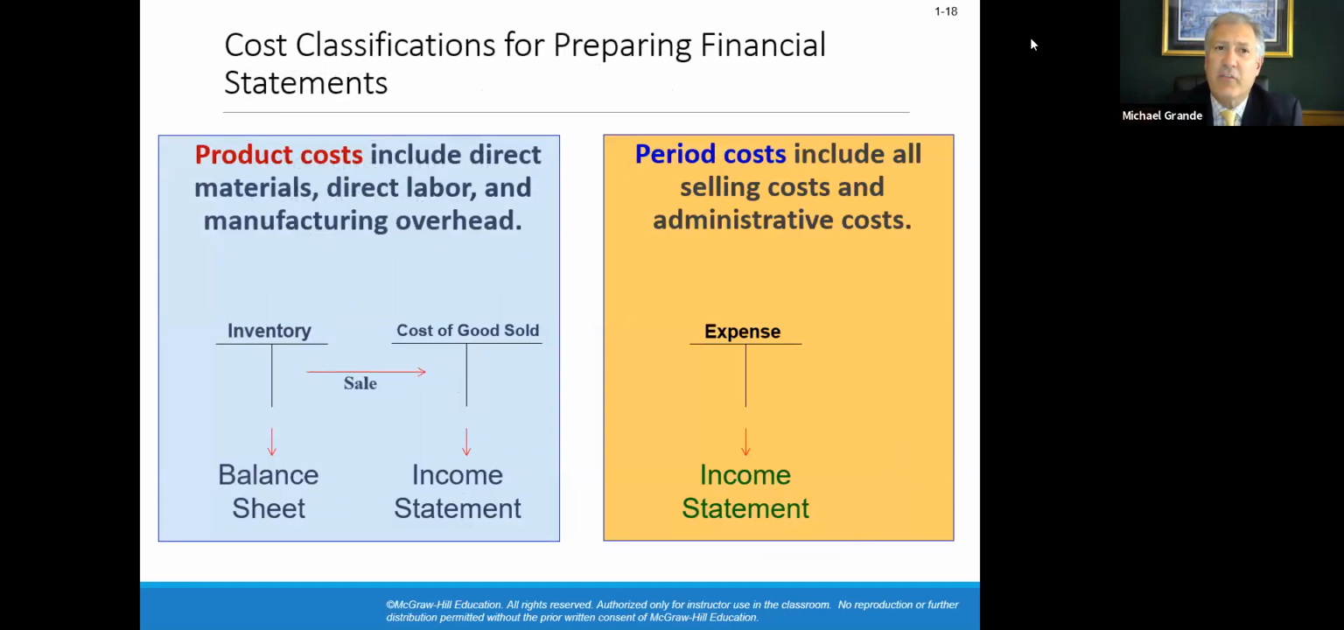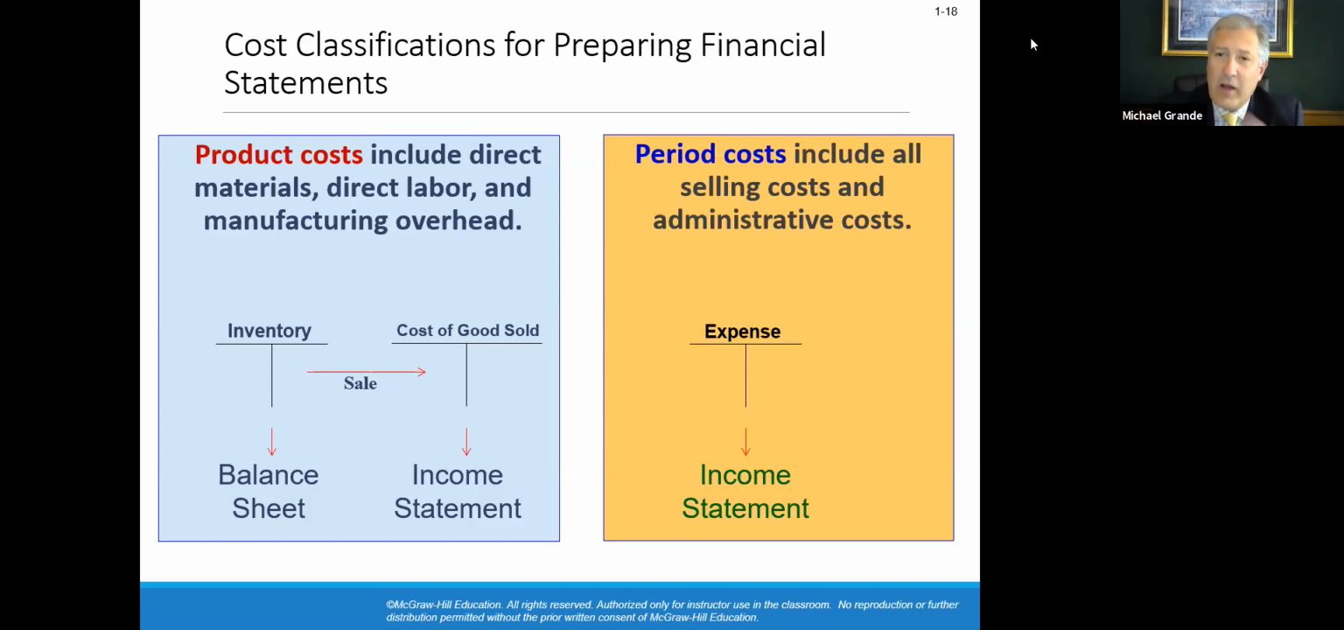Cost classifications for preparing financial statements. We have product costs and we have period costs. Product costs include direct materials, direct labor, and manufacturing overhead. And as you can plainly see here, the costs build up. As we work on that product, we have materials, we add labor, we add manufacturing overhead. All of those costs are on the balance sheet in a component of inventory, raw materials, work in process, finished goods, until such time it is sold, and then we transfer the cost to the income statement.